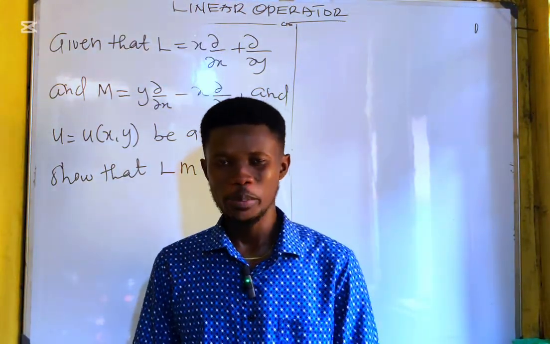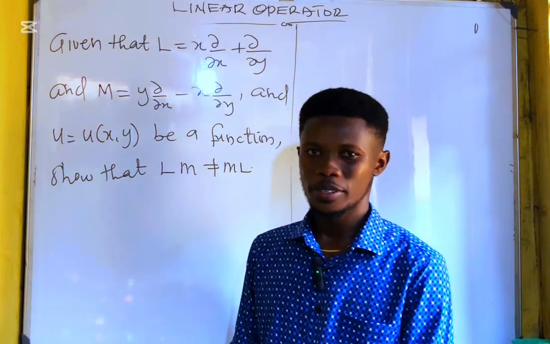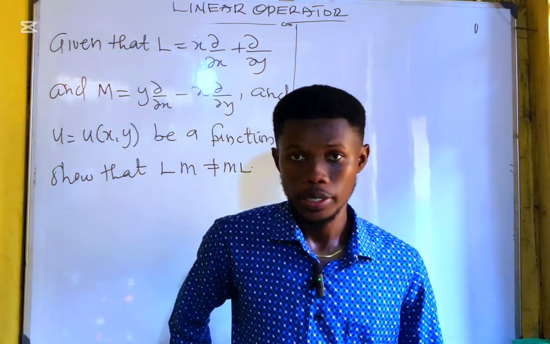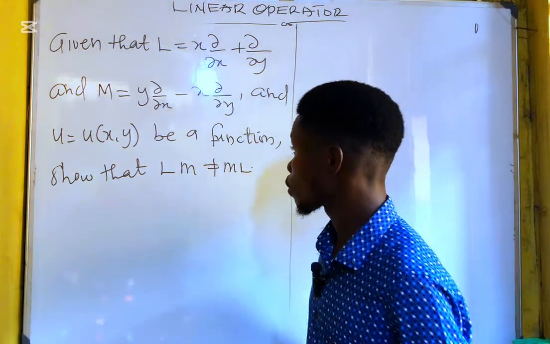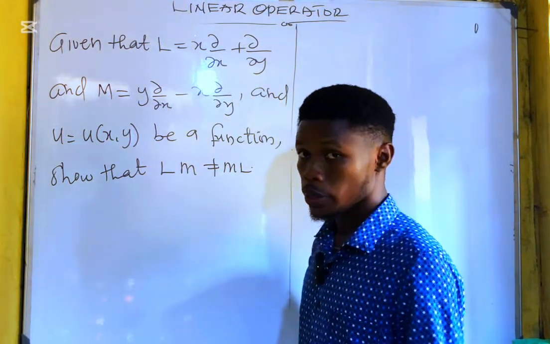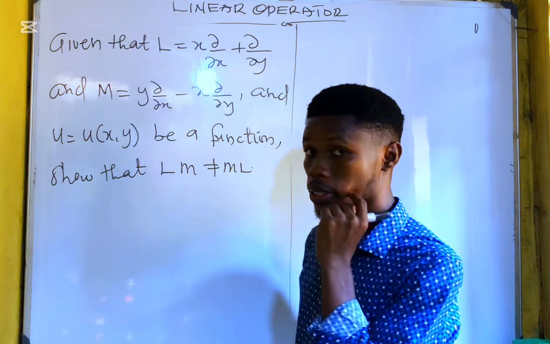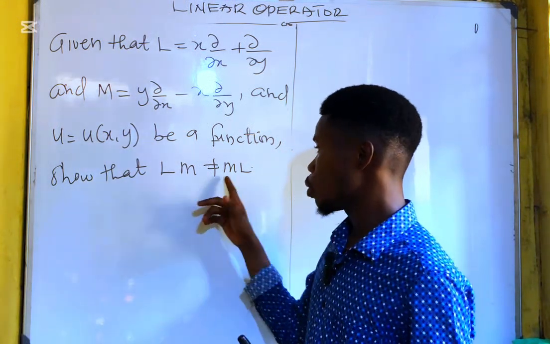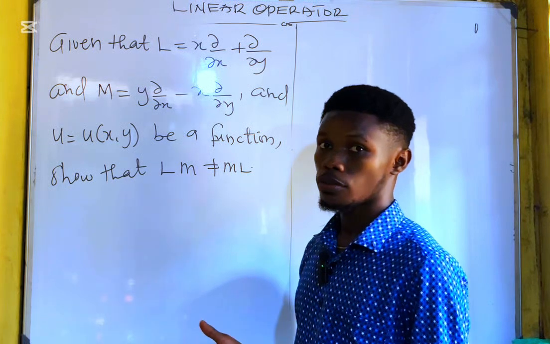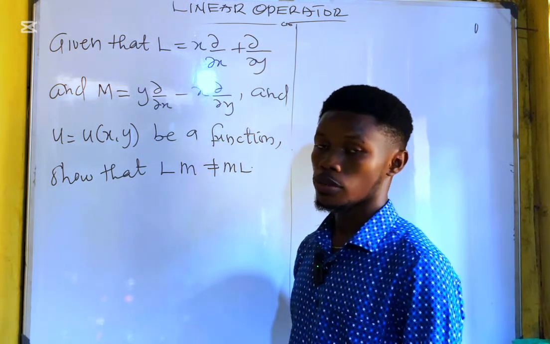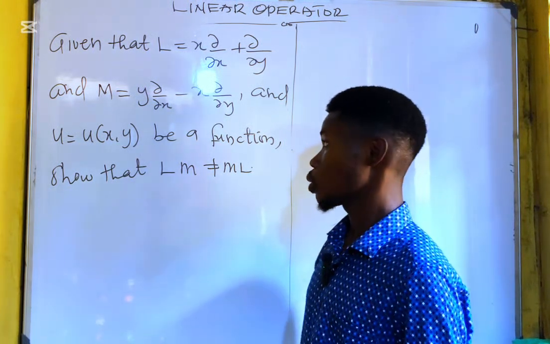Okay, now let's look at the example. This will be a little bit longer, but stay with me. Per the properties, we said that LM will be equal to ML when it has a constant coefficient. But if the coefficient is a variable coefficient, it cannot be equal, it cannot be commutative.